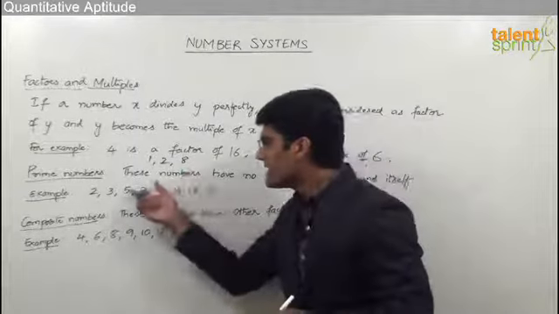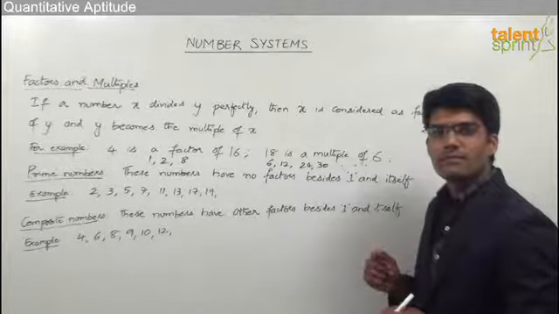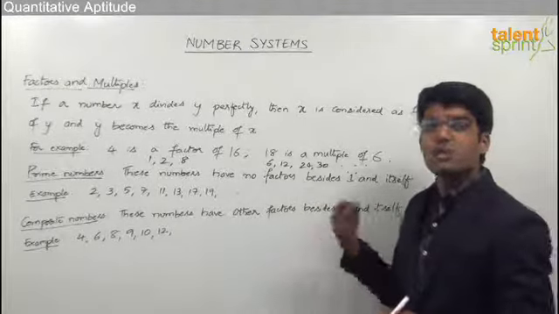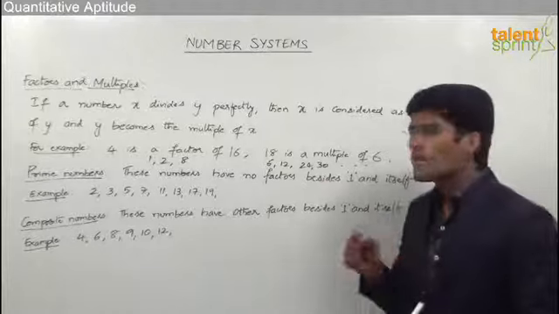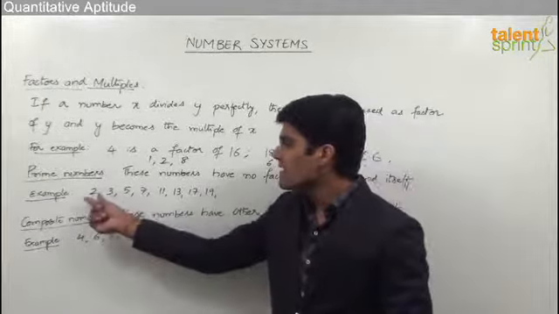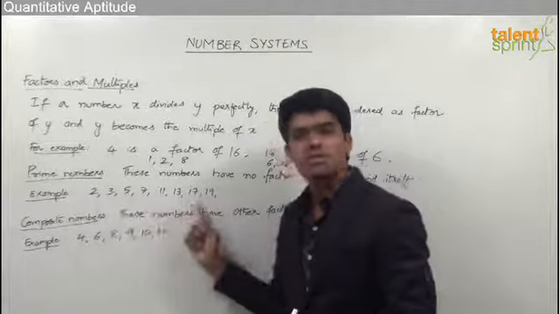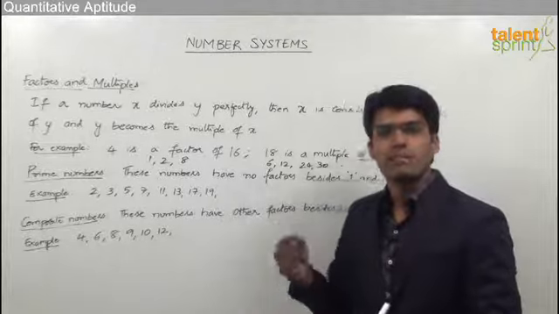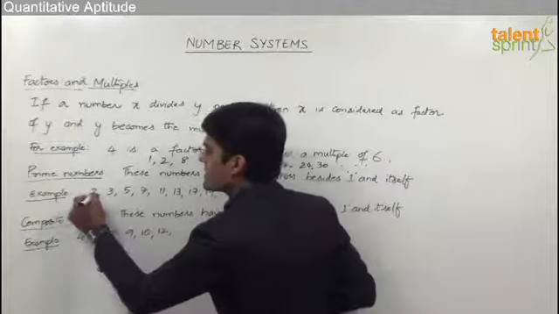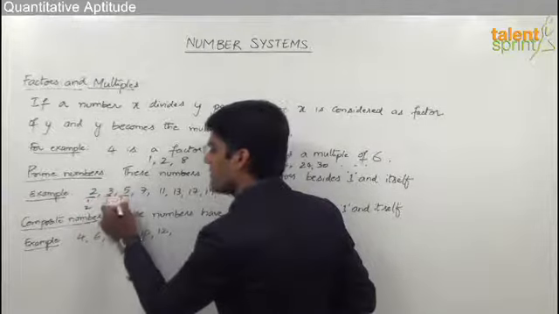Prime numbers, these numbers have no factors besides 1 and itself. So prime numbers are those numbers which have only two factors, 1 and the number itself. And some examples of prime numbers are 2, 3, 5, 7, 11 and so on. So all these are the numbers which have only two factors, 1 and the number itself. For example, the factors of 2 are 1 and 2. Factors of 3 are 1 and 3. For 5, 1 and 5.